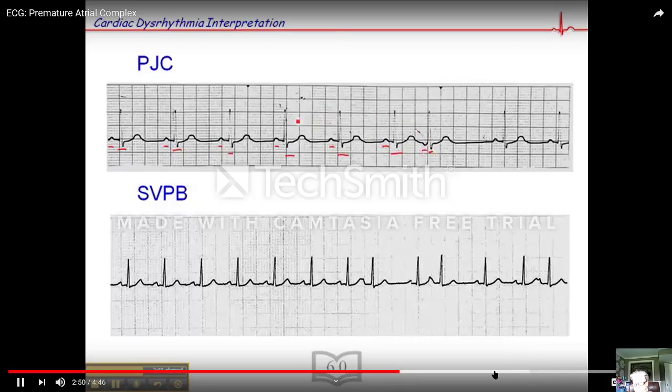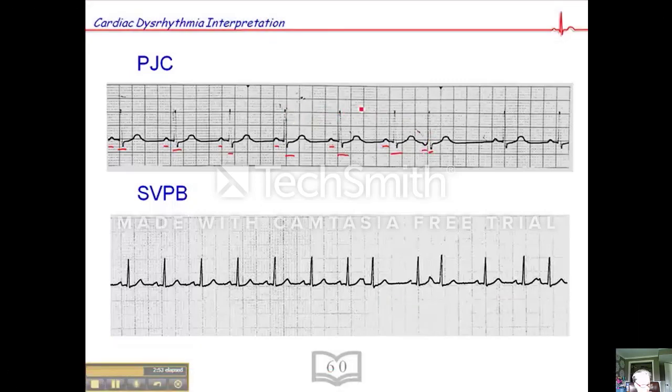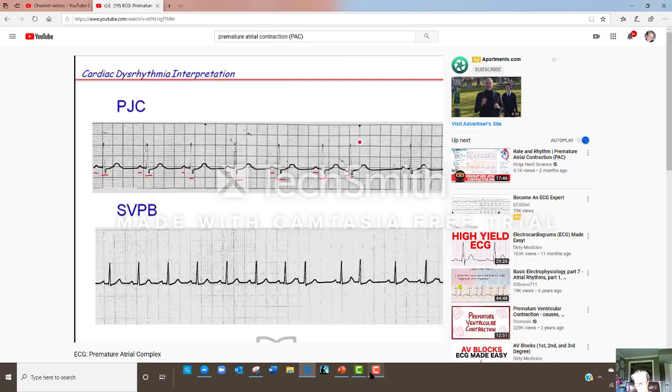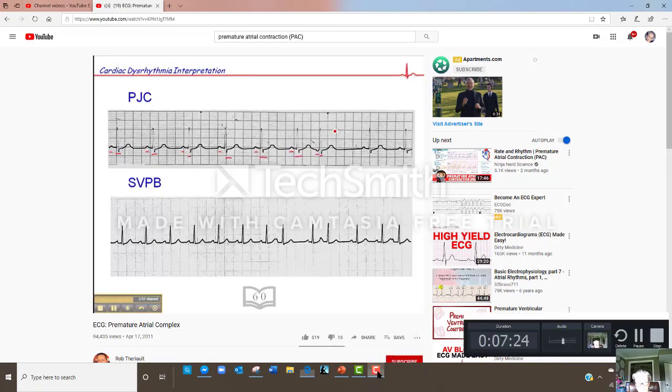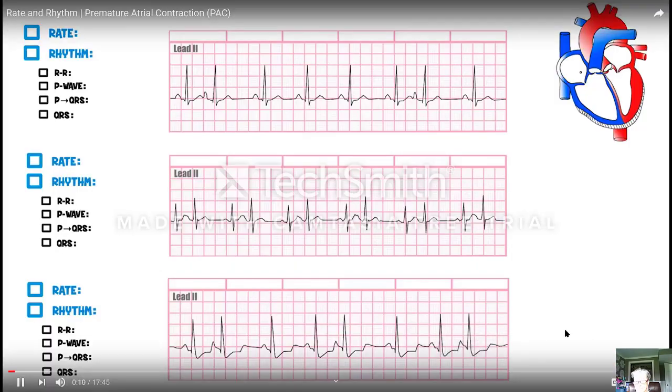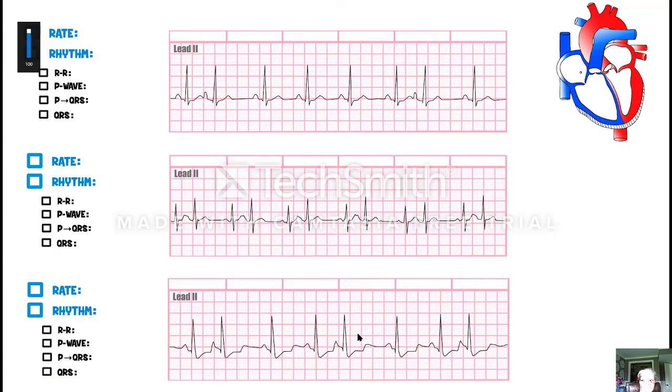So you'll notice if you look at the RR interval here, this next one with the inverted P wave happens earlier than the rate and rhythm for these following rhythm strips that we have before you. Okay, these are going to be basically premature atrial contractions. We also call them PACs.